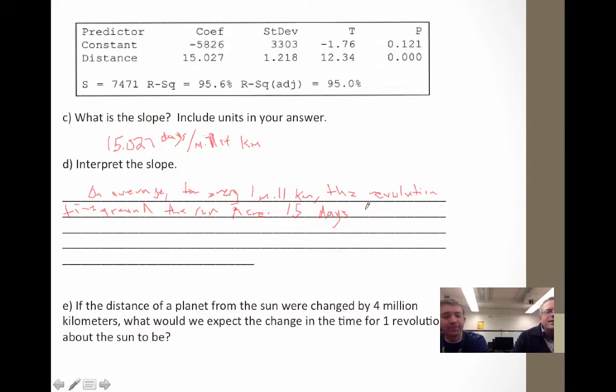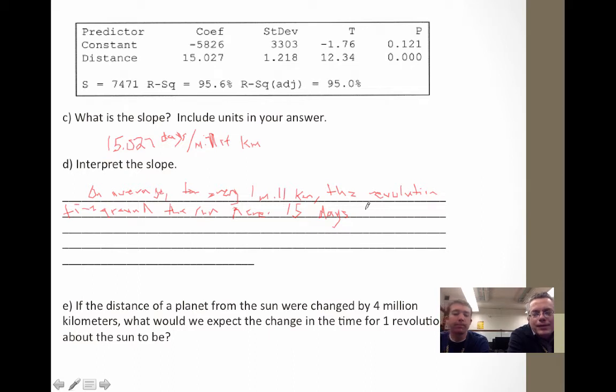All right. If the distance of a planet from the sun were changed by 4 million kilometers, that's a change in x of just 4, right? Right, because our units are million kilometers. What would we expect the change in time for one revolution about the sun to be?